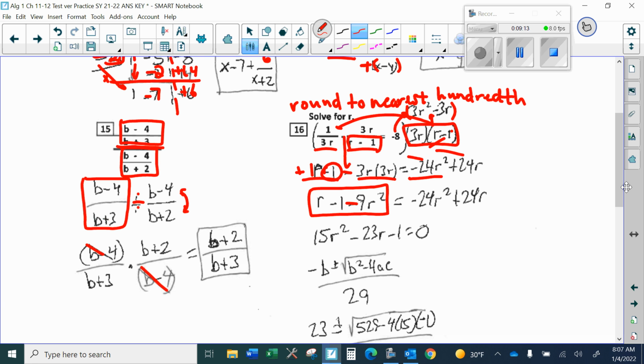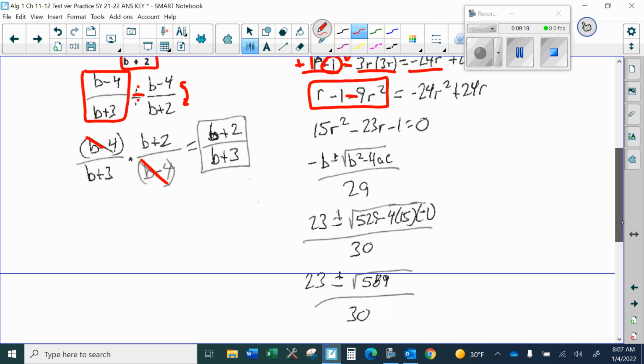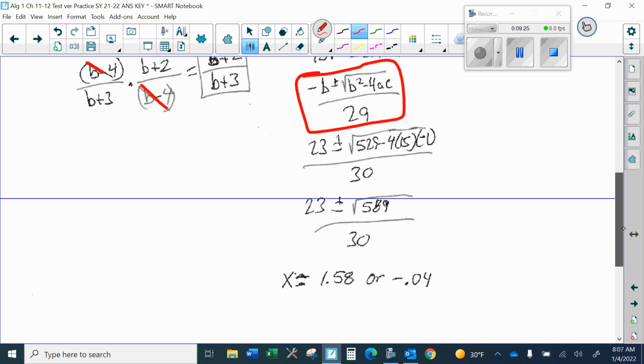That does not factor, so I must use the quadratic formula. I wrote down the quadratic formula right there. There's the quadratic formula again. Fill it in. Make sure you plug it in right in a calculator. There's the exact answer, but we're going to go to the nearest hundredth. So now plug that in a calculator, 2 answers, and you get those 2 right there.